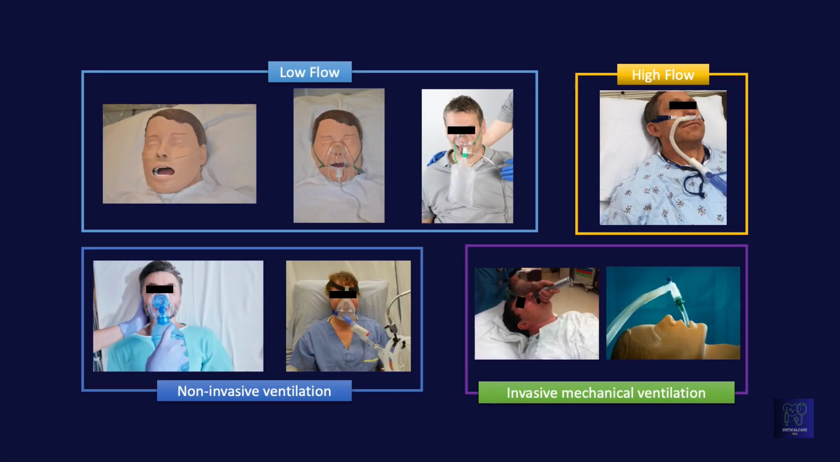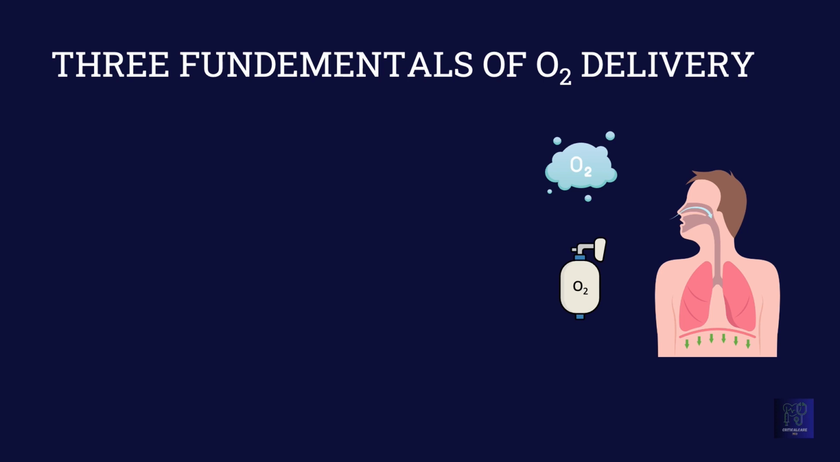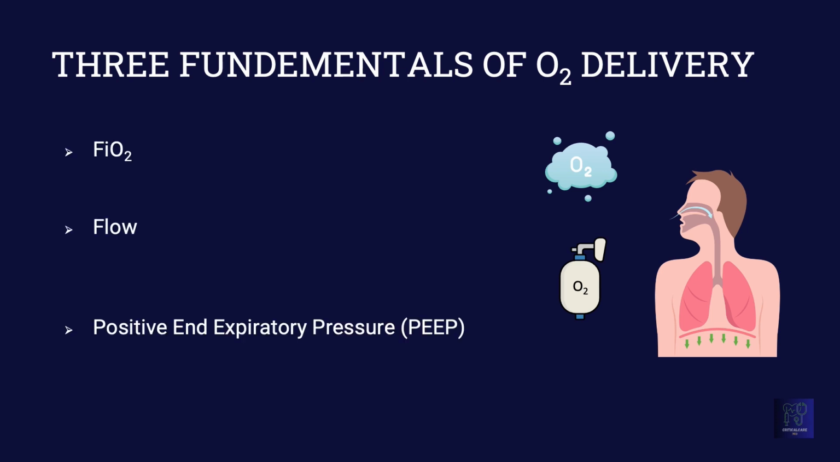There are several devices available to provide supportive care for respiratory failure. We will discuss how each of these devices work, their advantages and limitations, so that you can pick the right device for your patient. Let's start with supplemental oxygen. There are three fundamental concepts to understand here: the FiO2, the flow, and PEEP.